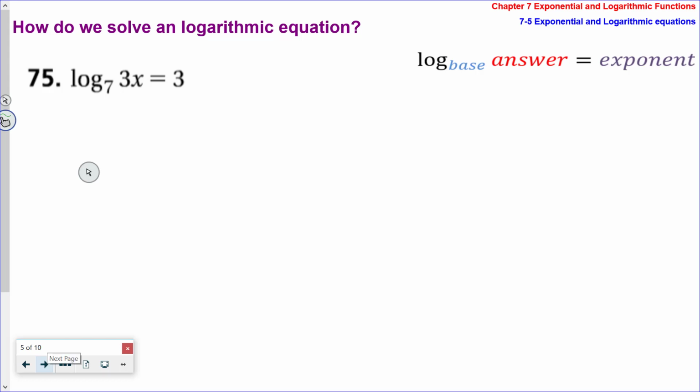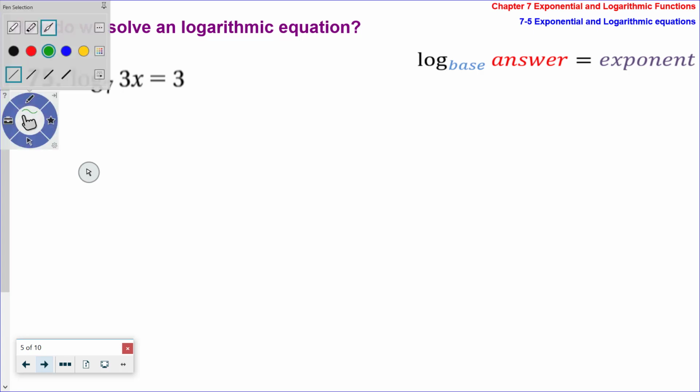Log base 7 of 3x equals 3. Two days ago, we went over this in 7-3. Everyone remembers this, correct? What you need to understand is that this is logarithmic form. Please copy this down. I'll just call it log form for short.